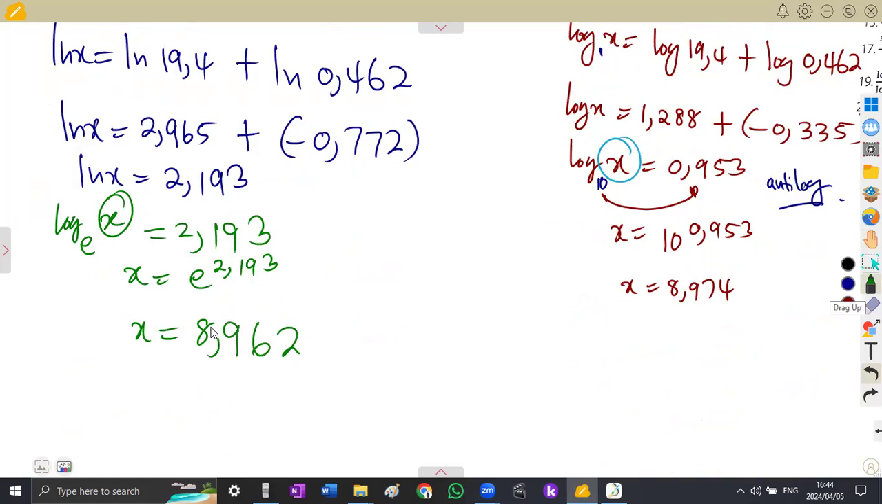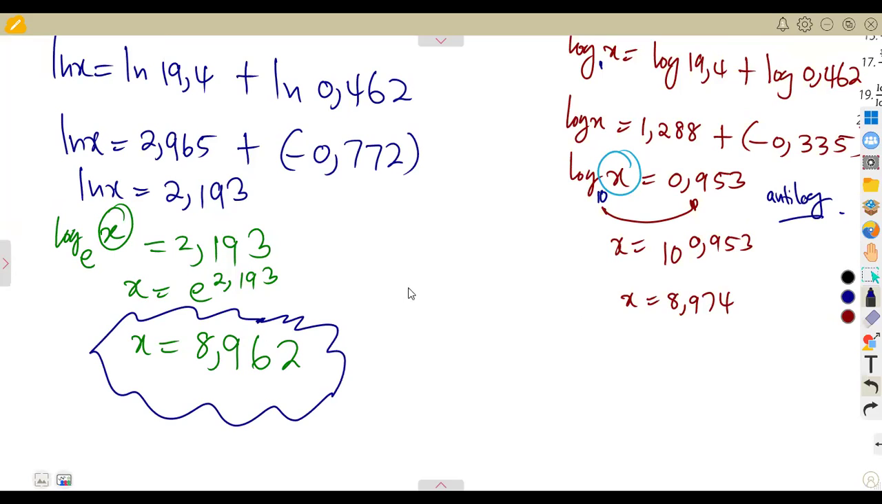So as we can compare at the end of the day, we are going to see that the use of the Napierian logarithms, which is the logarithm in the base of e, gives us an answer which is close to the answer that we are supposed to obtain.